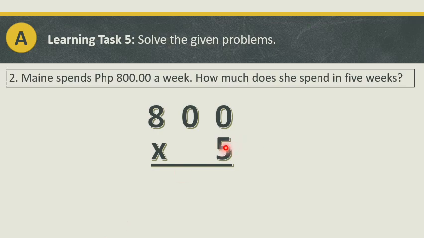So, ito ay 5 times 0 is 0. 5 times 0 is 0 again. Then, 5 times 8 is 40. So, ibig sabihin, gumagastos si Maine ng 4,000 pesos sa loob ng 5 linggo.